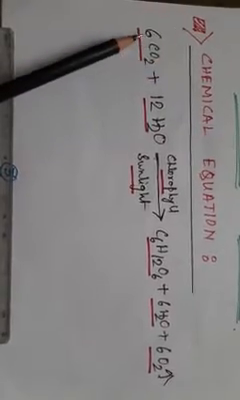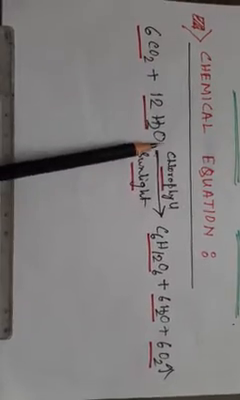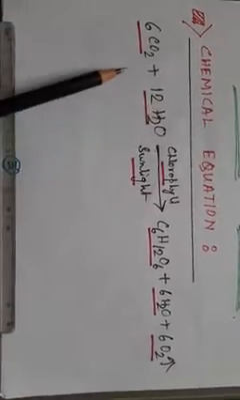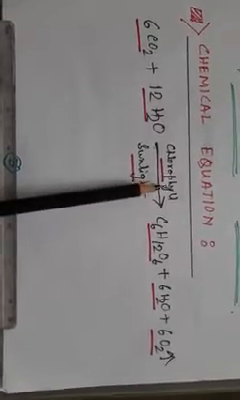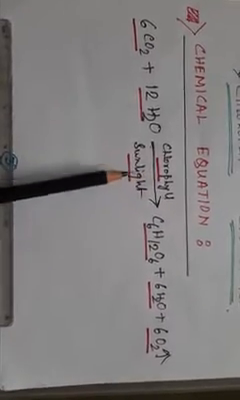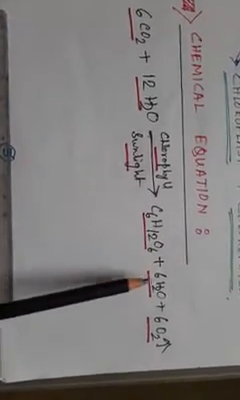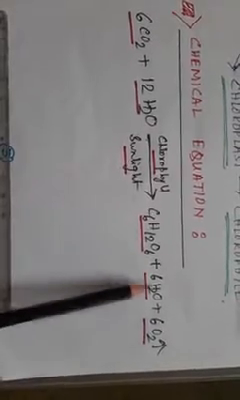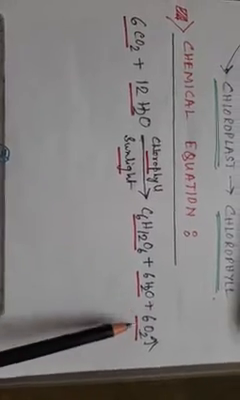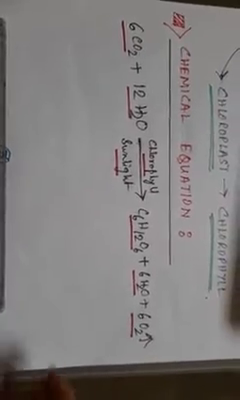Here, 6 molecules of carbon dioxide, 12 molecules of H2O, means water. So carbon dioxide and water, both combine together in the presence of chlorophyll and sunlight. These two things are a must, you have to write them. They produce C6H12O6, a glucose molecule. That means 1 molecule of glucose is produced, 6 molecules of water are produced, and 6 molecules of oxygen are produced. So this is the complete chemical equation of photosynthesis.